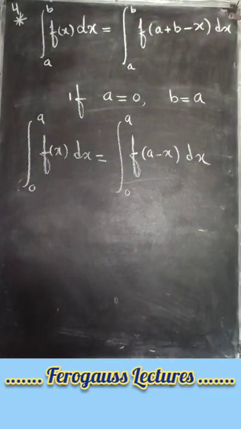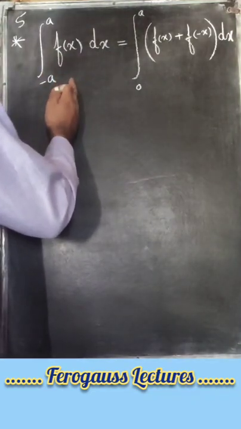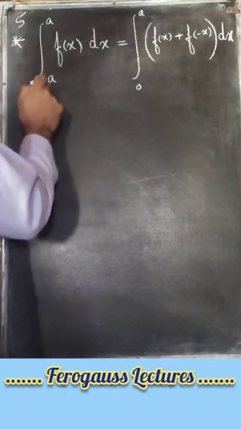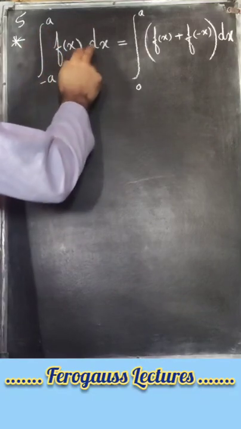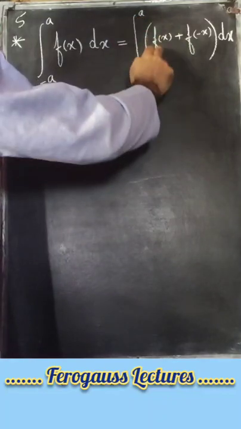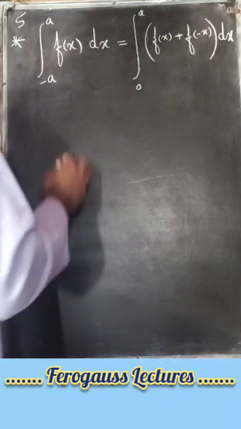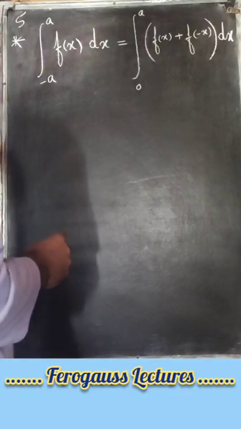That completes the result. Now let us discuss one more property of definite integrals. This is the fifth property of definite integrals, which says that the integral from -a to a of f(x) dx is equal to the integral from 0 to a of [f(x) + f(-x)] dx. Now let us prove this result.